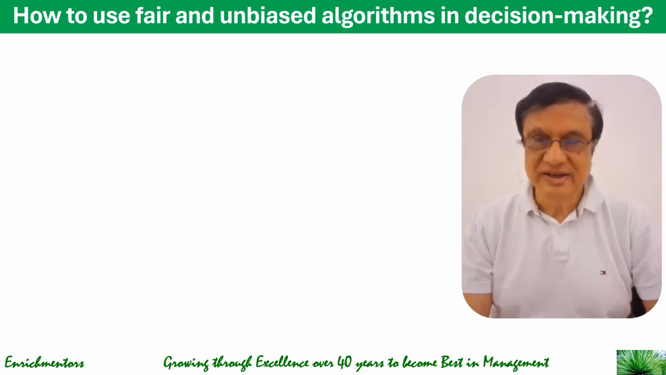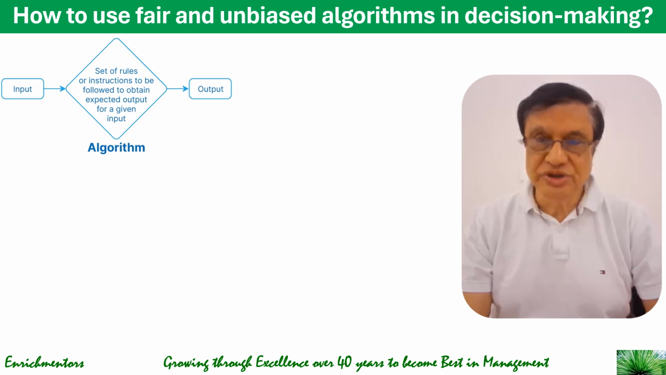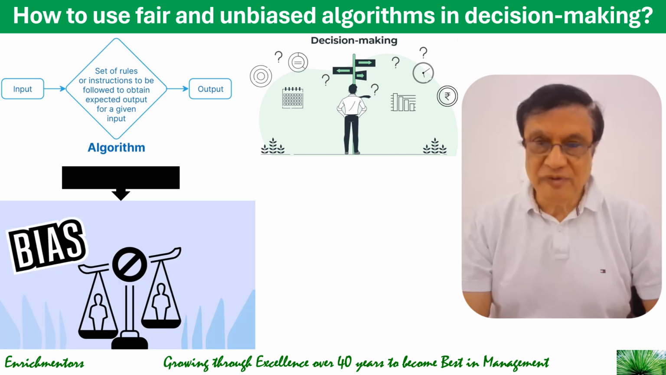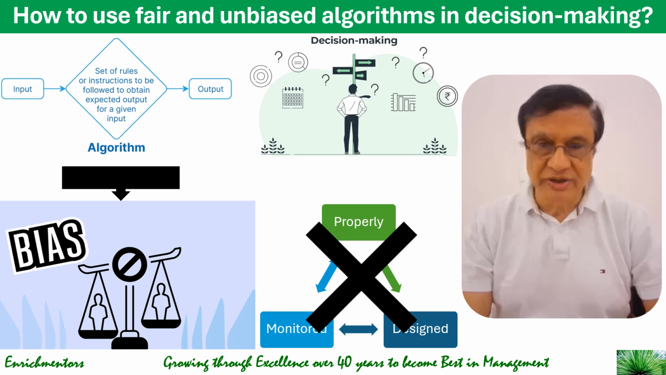Any thoughts? So first, let's understand that algorithms play a crucial role in decision making across industries, but they can introduce biases, right? If not properly designed and monitored. So you need to design and monitor algorithms in a proper manner, taking care of the biases to make sure that they're turning out the right output to you. Now, how to ensure this fairness and transparency that we're talking about? Let us take a look at the steps that you can take.